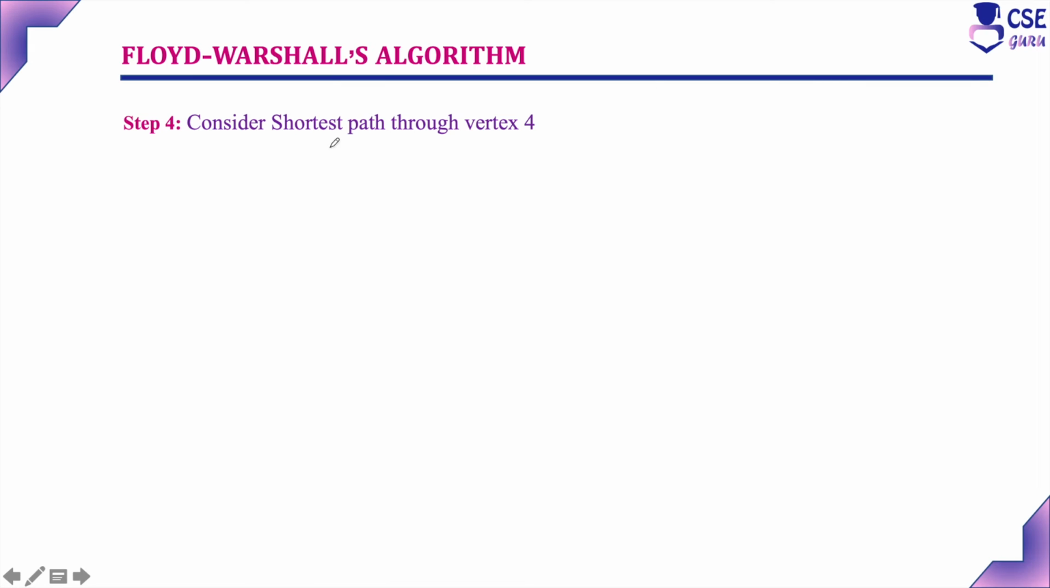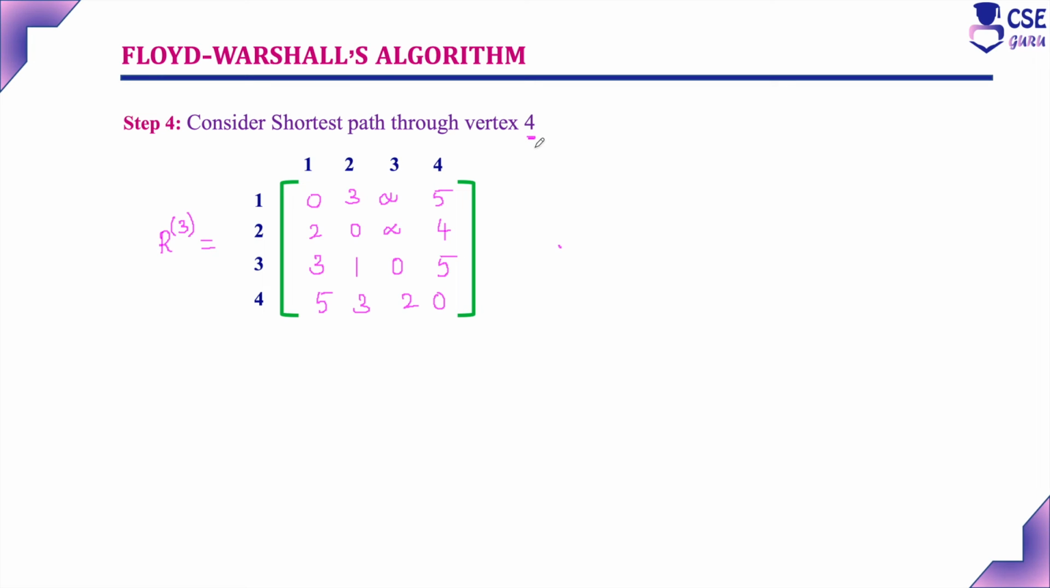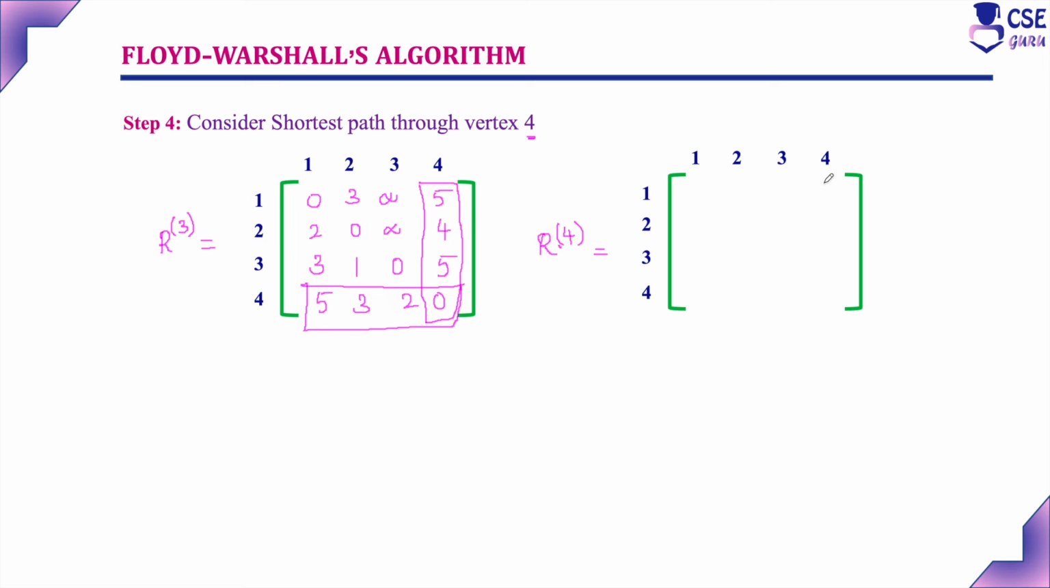Next is step 4. Consider the shortest path through the vertex 4. So the intermediate vertex we need to consider as vertex 4. Since we are considering the intermediate vertex as vertex 4, we should not disturb the row values and column values of vertex 4. And the remaining values we need to find. And the new matrix we are going to find is R of 4. So the row values and column values of vertex 4 as they are we need to write. And also the diagonal values will be 0 only. So we need to find the shortest path for 1 to 2, 1 to 3.